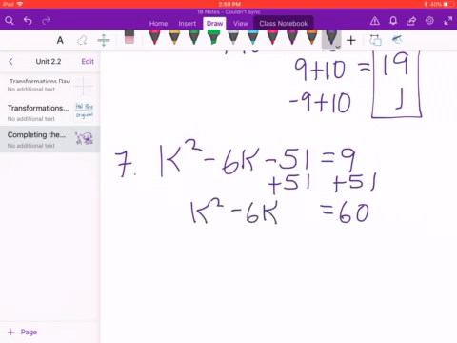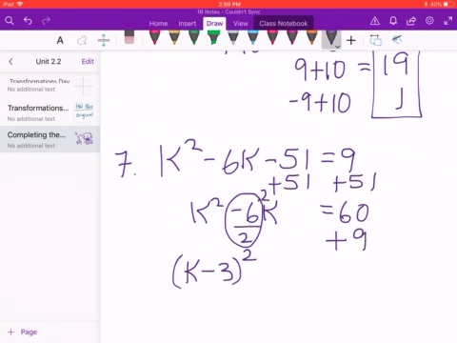And that's when we're going to go in here and we're going to take that negative 6 and we're going to split it in half, right? So I'm going to end up with k minus 3 squared. But I have to take this negative 6 halves and square it to find out what I got to add to the other side, which is 9. So I've got k minus 3 squared equals 69.